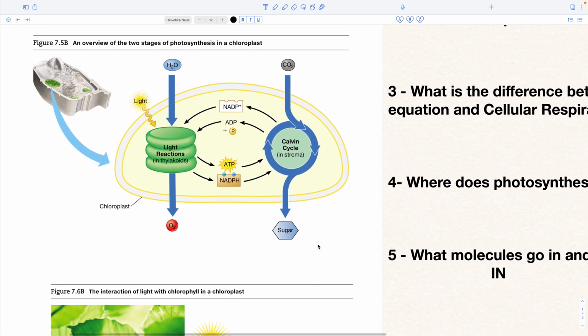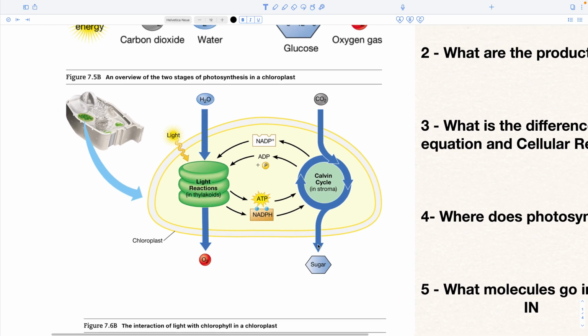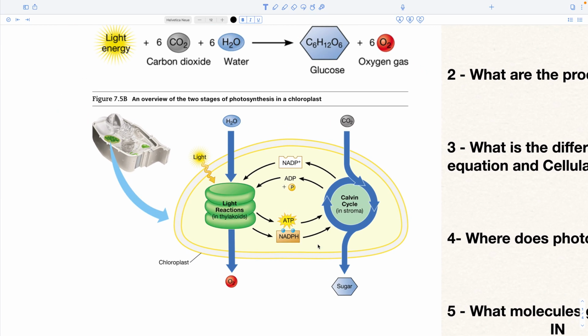What organelle, question 4, is photosynthesis occurring in? Cassandra? Right, the chloroplast. So they're showing a picture of the square plant cell right here, and then they show the green chloroplast, and then they zoom into it. So this whole yellow bean right here, that is the chloroplast.